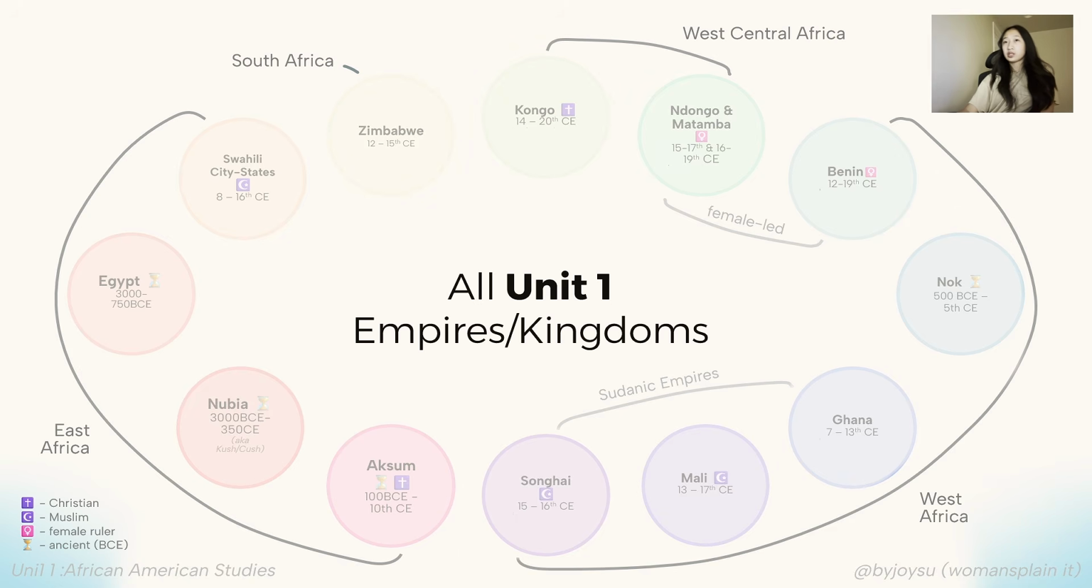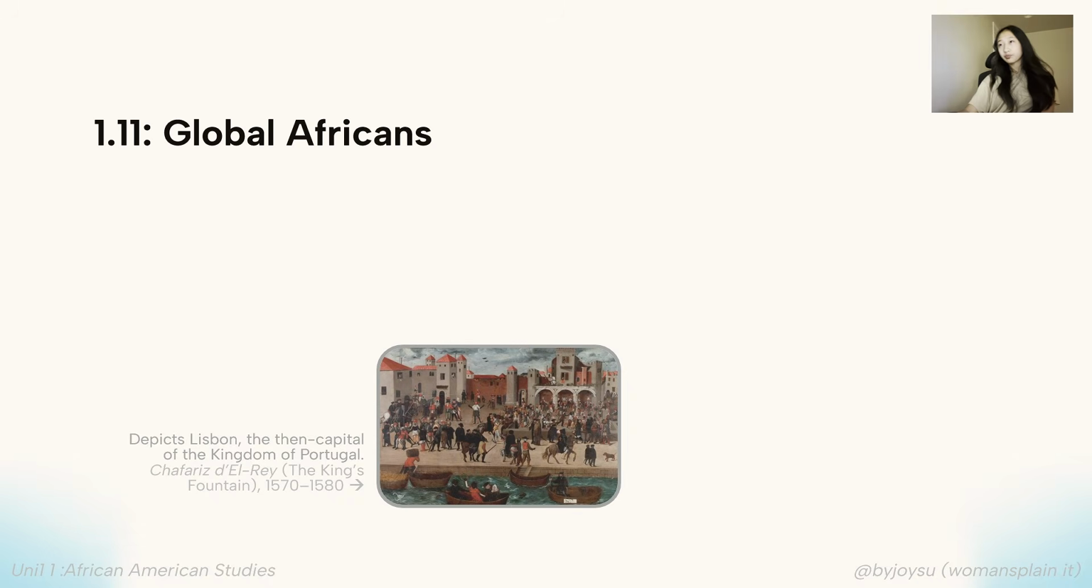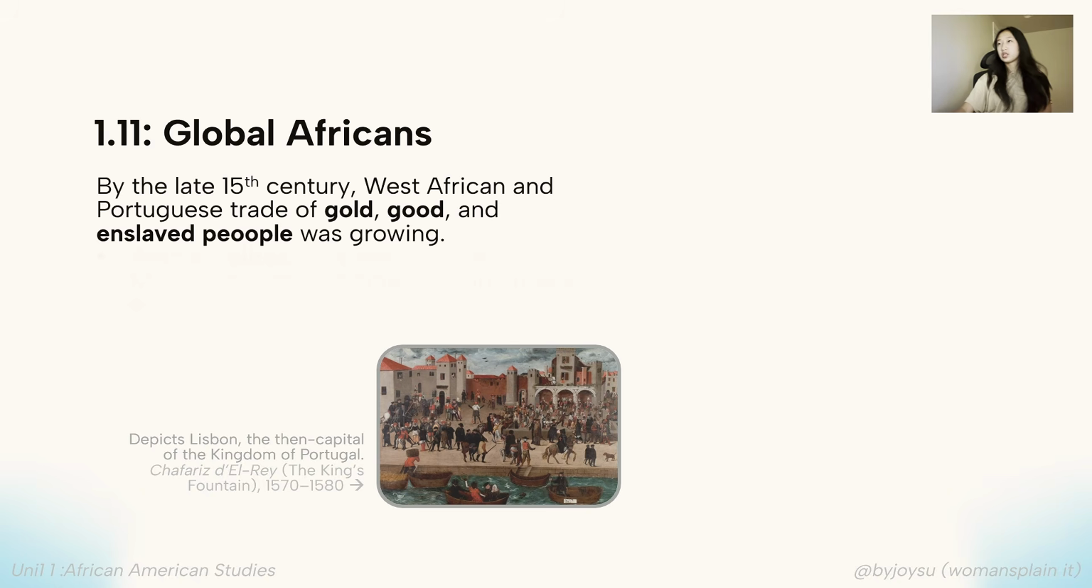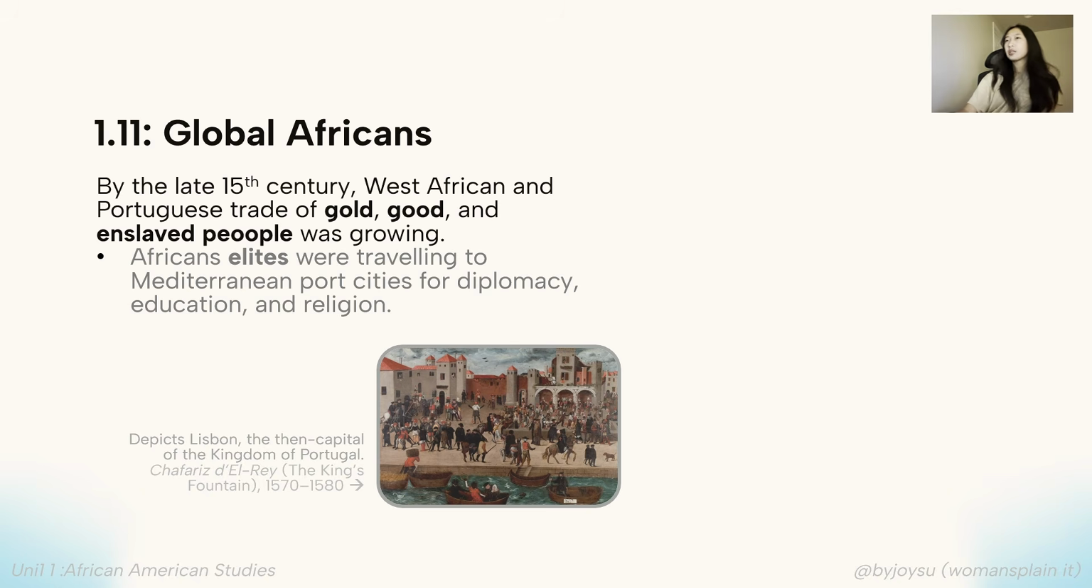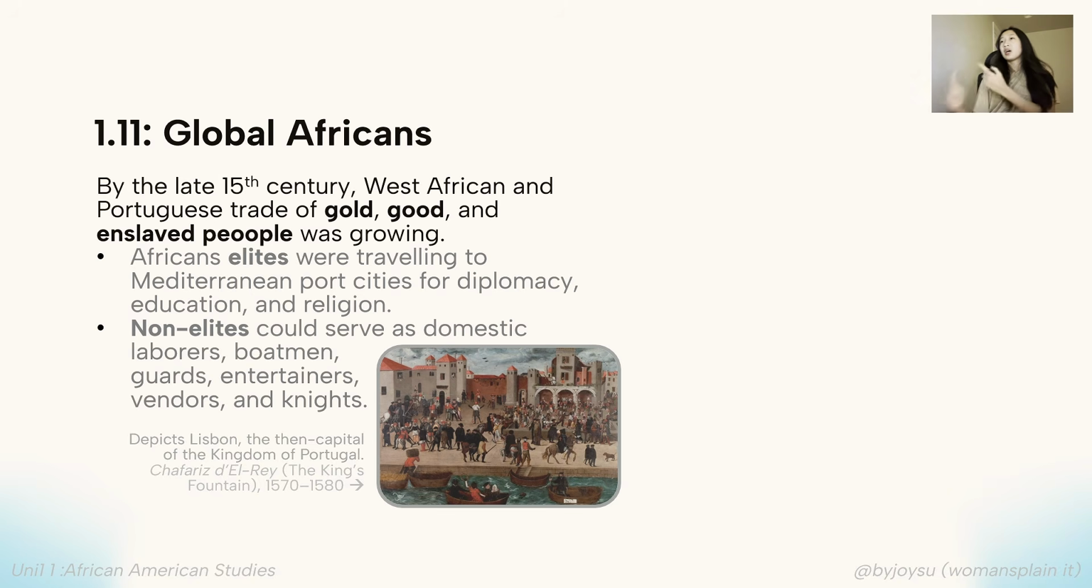All they want us to do is clear some other things up. So before African people were having frequent exchanges with Europe, well, they were having frequent exchanges with Europe way before. Elites were often traveling for diplomatic, educational, or religious reasons, but there were also non-elites who would secure jobs in European port cities. We have domestic laboring, boating, guarding, entertaining, vending, becoming knights. All of these are jobs that either enslaved or non-enslaved people could do.